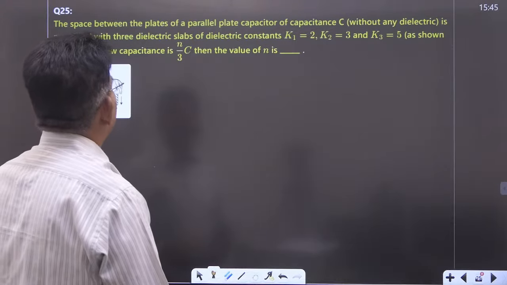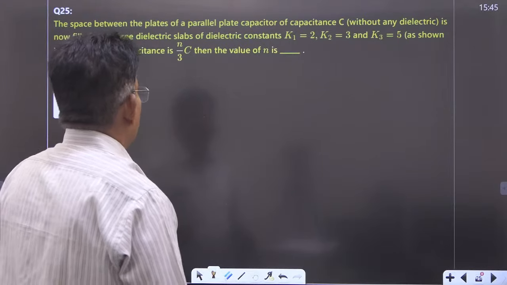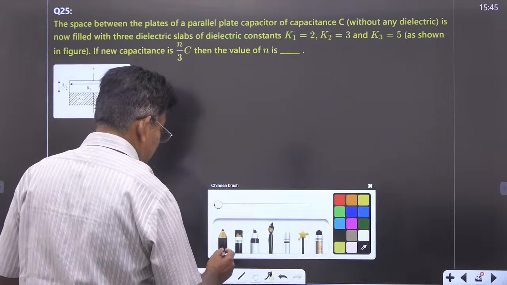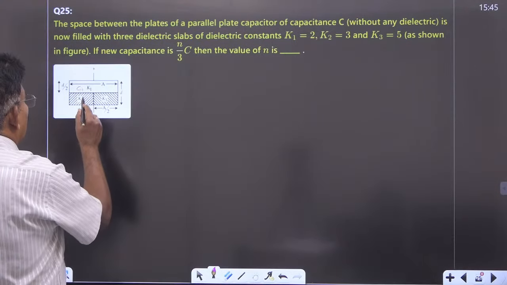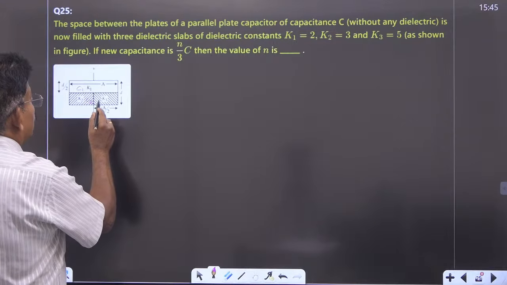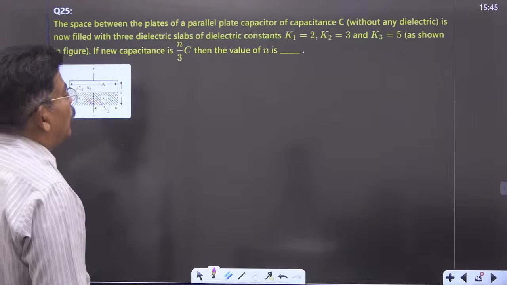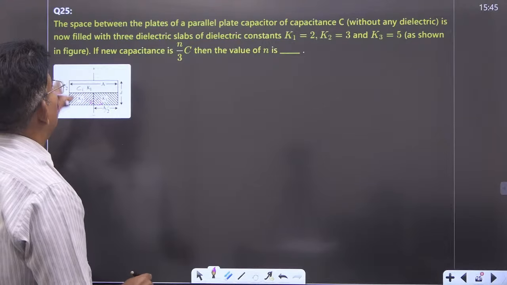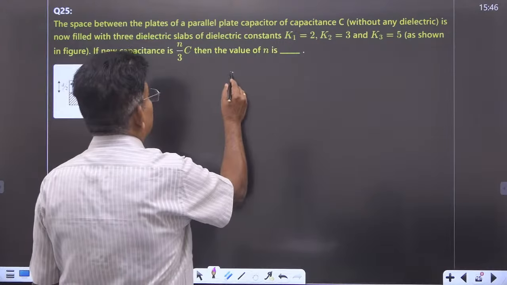Now, the space between the plates of the parallel plate capacitor. I'm going to divide this capacitor into 3 portions. I'm writing it within that. This portion is C1, this portion C2, this portion C3. Initially, before filling the space between the plates, it was already a parallel plate capacitor.